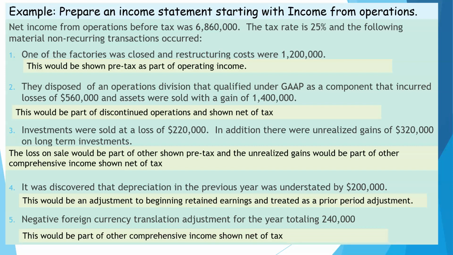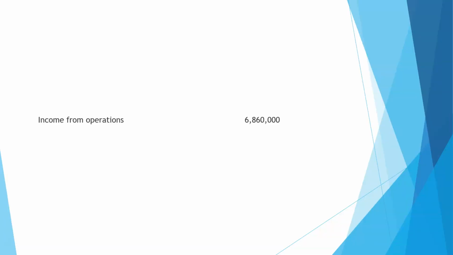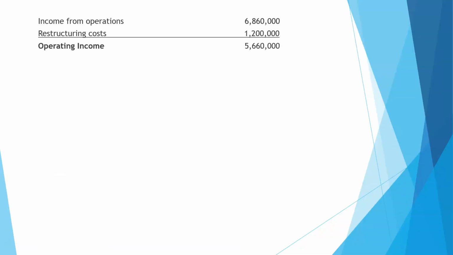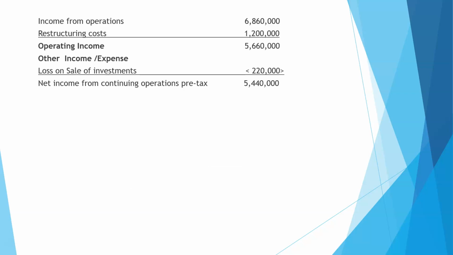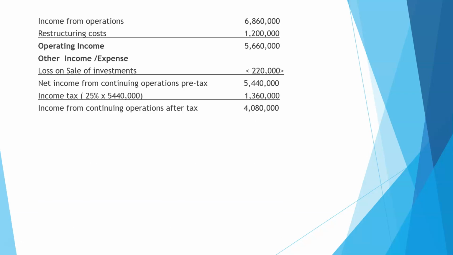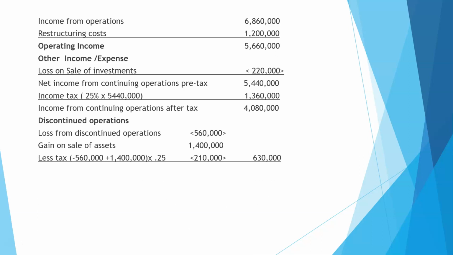So now let's take a look at what that all looks like. So we start with income from operations. We take away our restructuring costs. Then we do other, which is the loss on sale of investments. That means we've actually sold the investments. Then we take out a tax, and this gives you income from continuing operations. Then we do our discontinued operations. We take our loss and our gain, and we take the total times the tax rate, and that tells us in this case we had a gain in total from discontinued operations, net of tax.